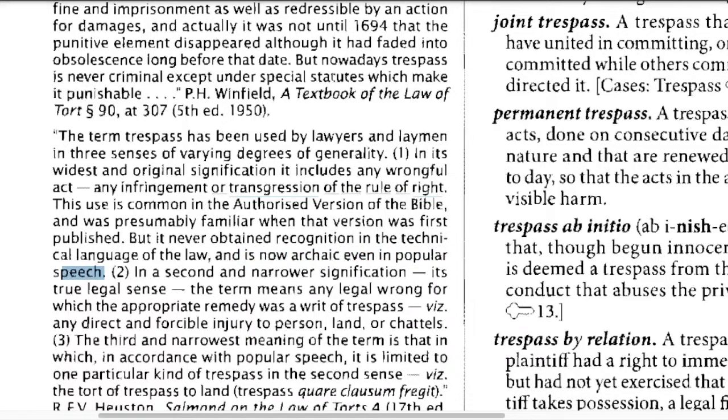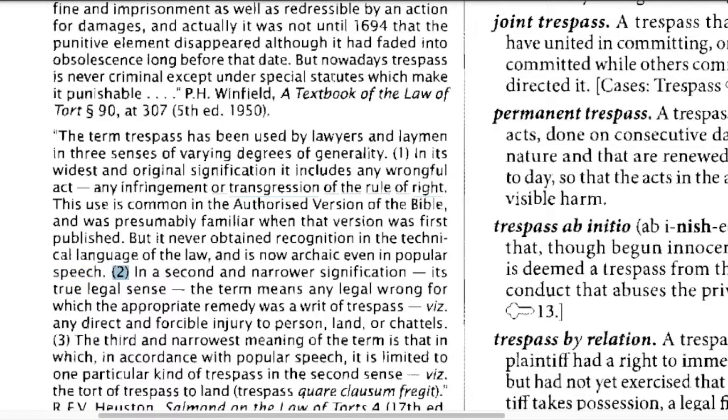So, that's interesting there. In the first sense, it was any wrongful act, an infringement, or transgression of the rule of right. That's what trespass used to mean. Forgive us our trespasses as we forgive those who trespass against us. That's where that comes from. Familiar with that version in the authorized version of the Bible. But it never obtained recognition in the technical language of the law. It is now archaic, even in popular speech. So we don't use it in popular speech anymore. And I believe even in the clergy, it's mostly been deprecated.